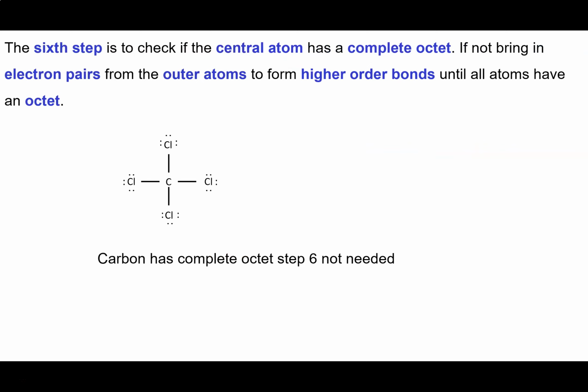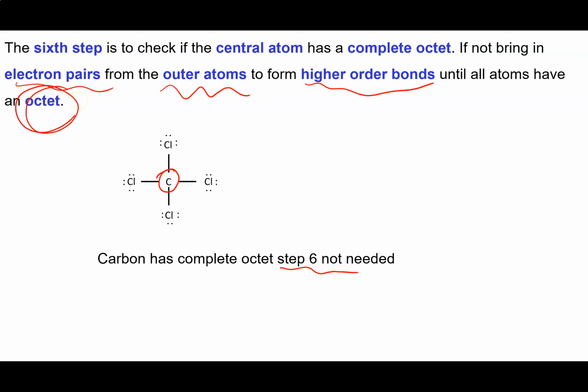The 6th step in drawing the Lewis structure of a covalent compound is to check our central atom and see if it has an octet. So in our case, 2, 4, 6, 8, it does, and we don't need to do anything for step 6. But if you have a compound and your central atom doesn't have an octet, because you can't add in any more electrons since they have all been used up, what you're going to do is bring in electron pairs from the outer atoms to form either double or triple bonds until your central atom has an octet. And I'll do an example of that in a moment.